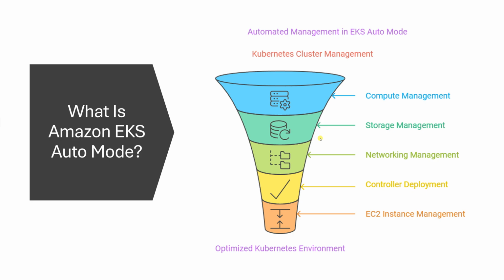EKS Auto Mode, in a nutshell, I will call it automated scaling, automated availability, automated upgrade. So EKS Auto Mode provides you automated scaling of your application based on the demand and ensures that you have the right amount of resources up at all times.